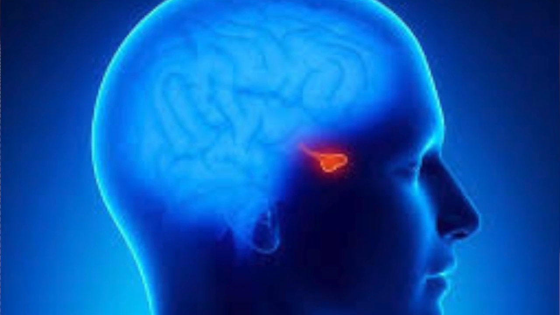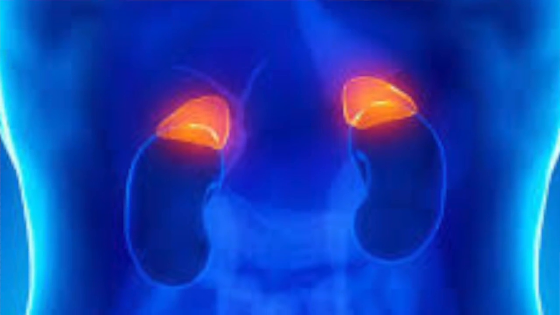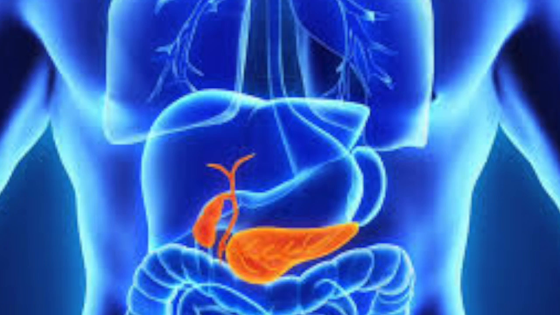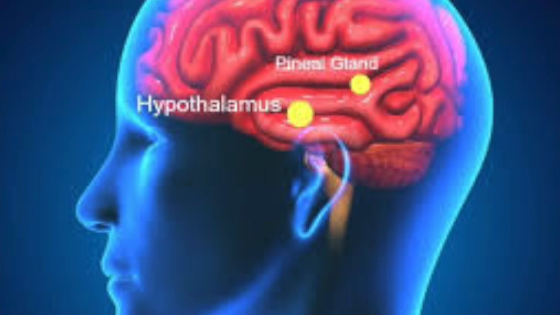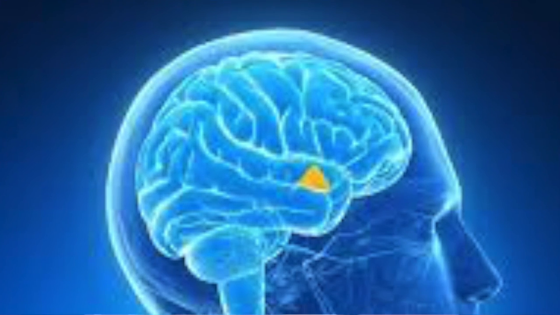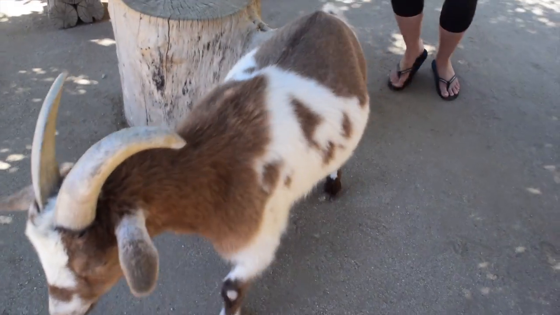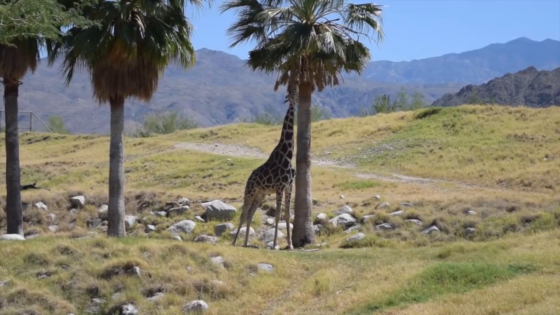The brain, the pituitary gland, the thyroid gland, parathyroid gland, adrenal gland, kidneys, pancreas, the gastrointestinal tract, testes, and the ovary. Within the brain is the hypothalamus and the pineal gland. The hypothalamus is the portion of the brain that maintains the body's internal balance, or homeostasis. The hypothalamus is the link between the endocrine system and the nervous system.